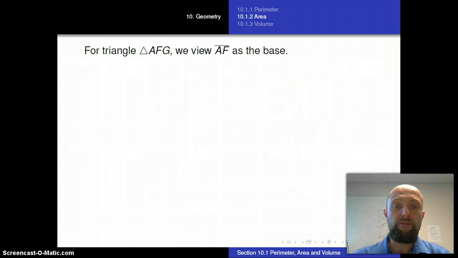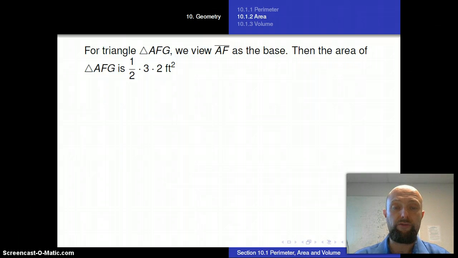So for triangle AFG, we view AF as the base. Then the area of the triangle is 1/2 times base times height, which is 1/2 times 3 times 2 square feet, which simplifies to 3 square feet.